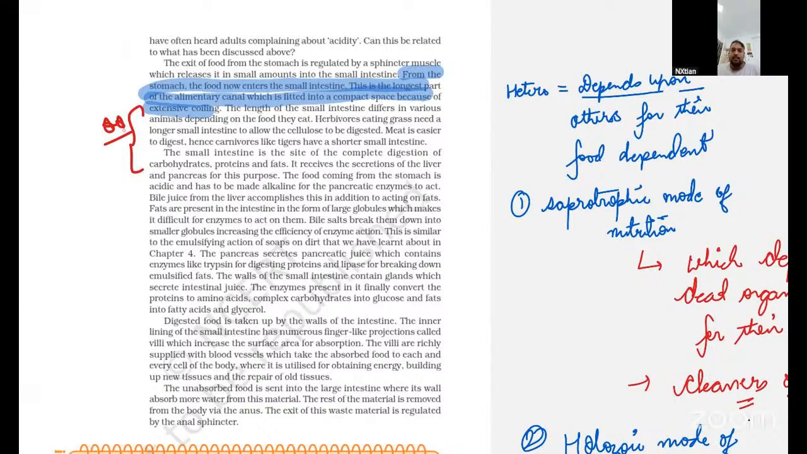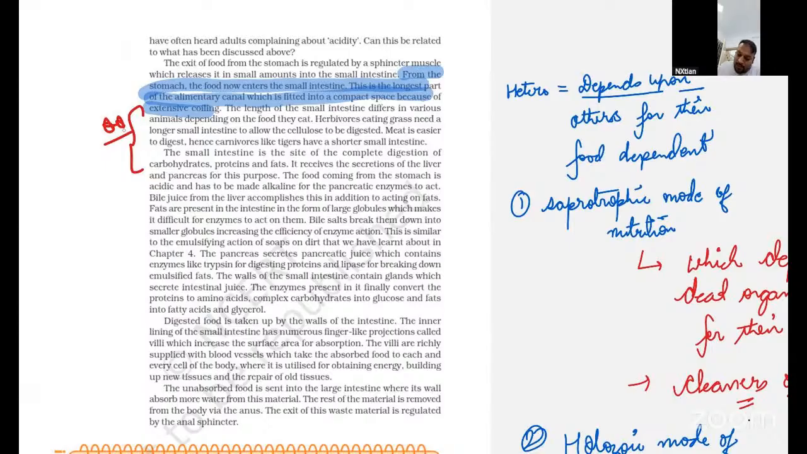Are you listening to this? Plants have cellulose as a cell wall. So they need more process for the digestion of the cellulose. For the breaking down of the cellulose, they need more time, they need more length of the small intestine. That is why herbivorous animals have a longer small intestine as compared to carnivores. This is the reason. Are you getting this? Say yes or no. Yes.